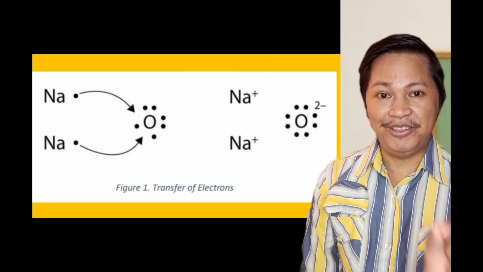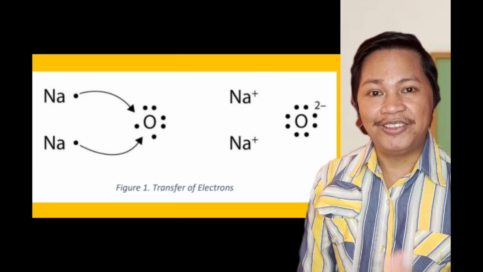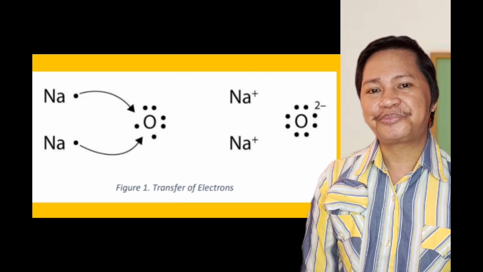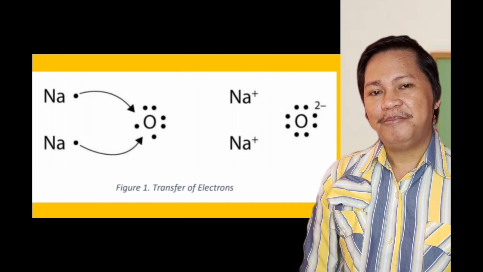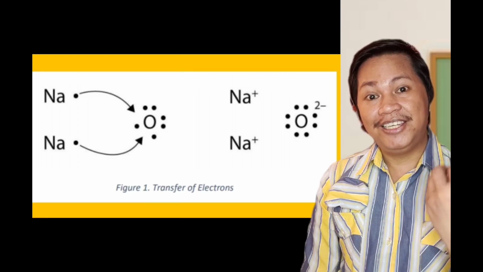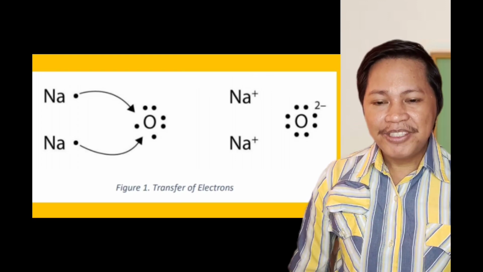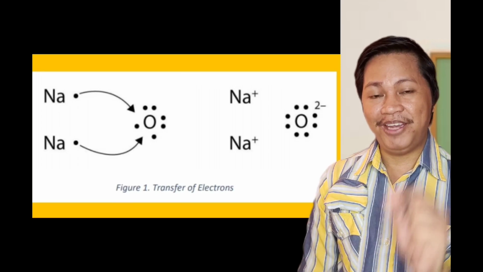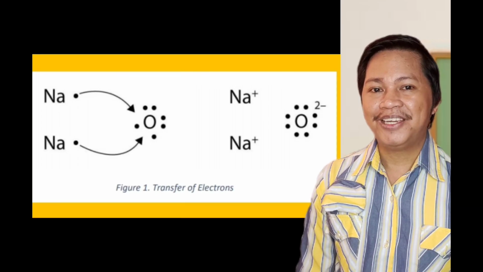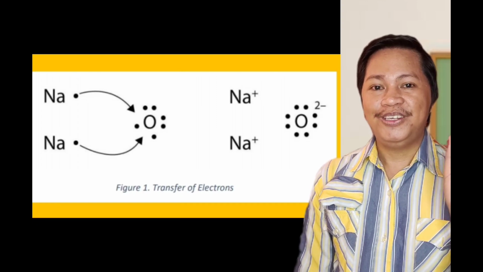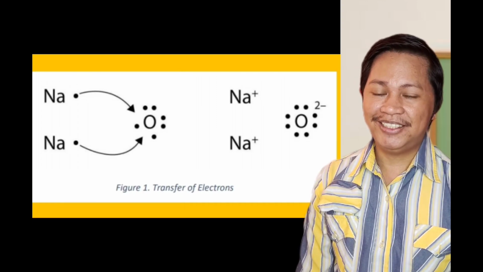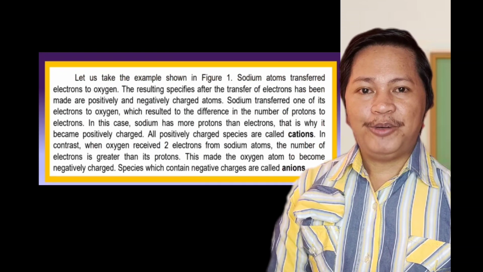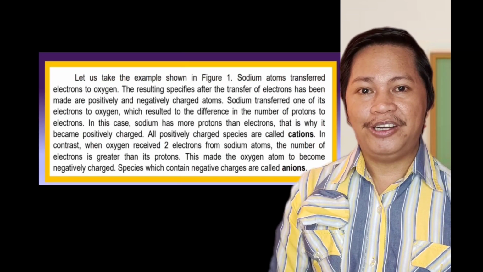So magiging positive ion siya pag nag-donate or nag-share. Pag ito namang nag-gain, nag-accept, magiging negative ang kanyang charge. So we have Na plus, and then we have 2 negative. So that's it. Okay, let me read what is written in your module, class.